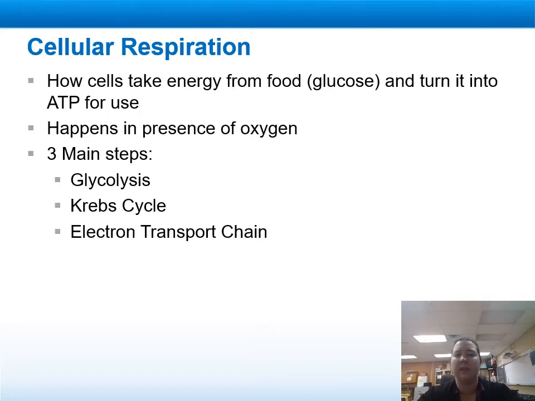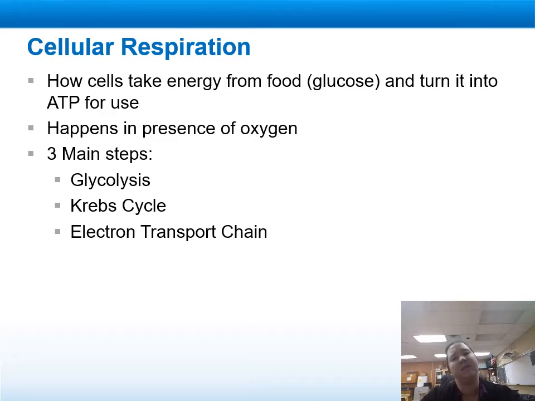Cellular respiration is how cells, both plant and animal, take energy from food, usually in the form of glucose, and turn it into ATP for use in cellular work. Remember, everything that your body is doing is work. Whether you're clicking a pen, tapping a toe, walking, working out, playing a sport, everything is work. And you need ATP to make that happen. So cellular respiration does that for you.